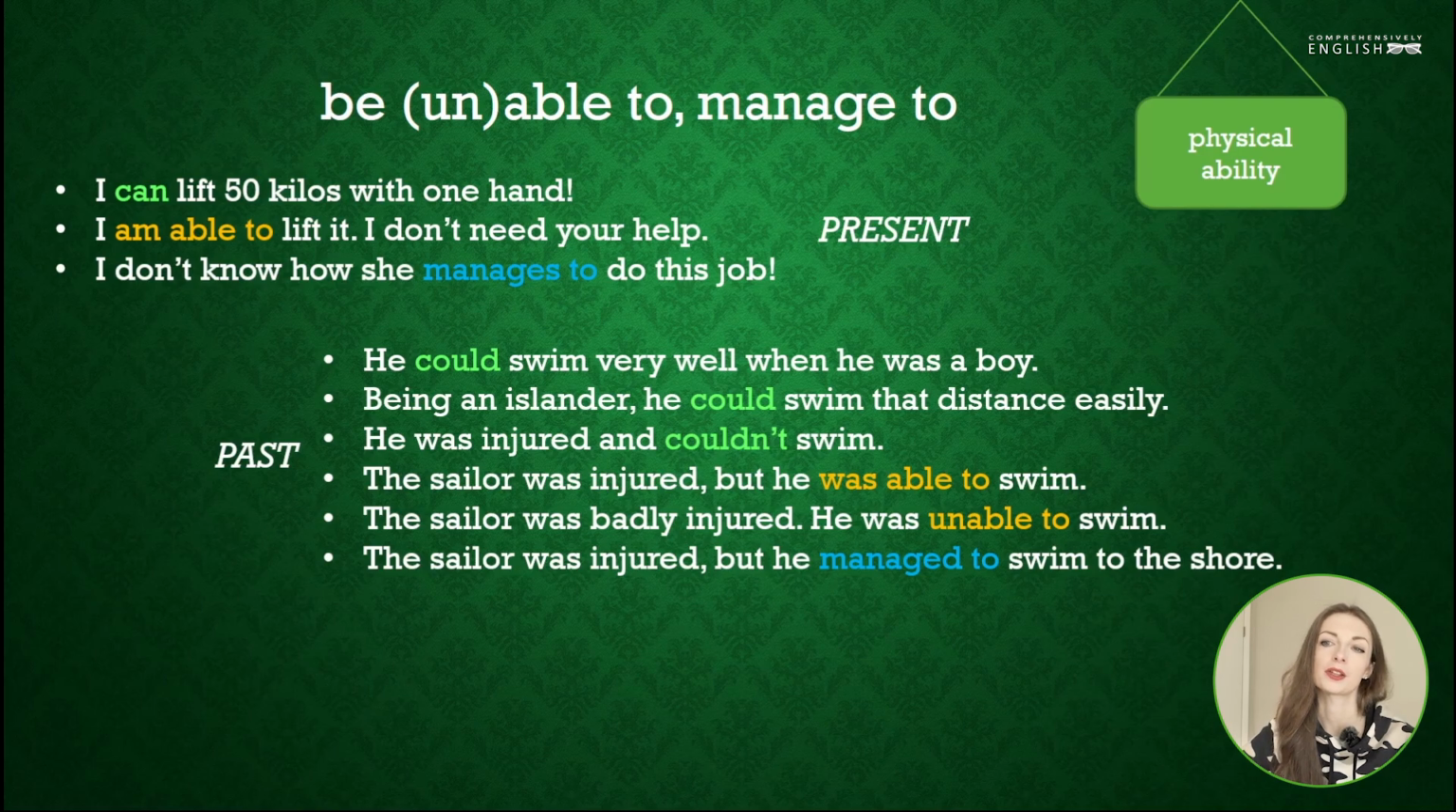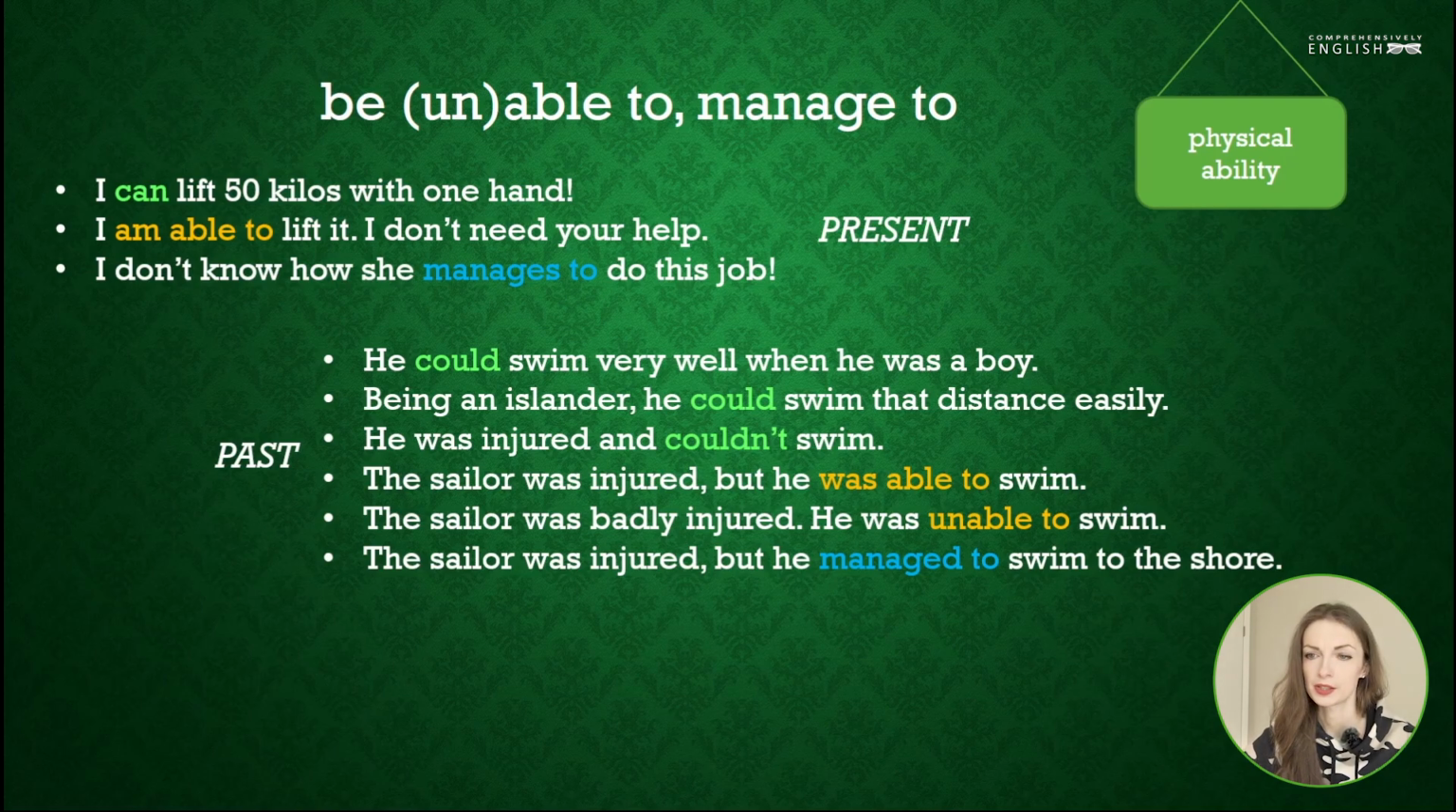The next sentence, the sailor was badly injured, he was unable to swim. Again, we stress his inability to swim in a particular situation in the past. If we compare this sentence to the sentence with couldn't, the sentence number 3 in this set of examples, we'll see that this sentence, he was unable to swim, is stronger. We stress his inability. He's being disabled. Whereas the third sentence, he couldn't swim, sounds more neutral.